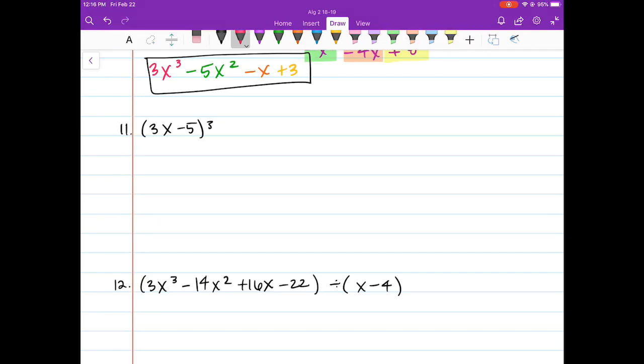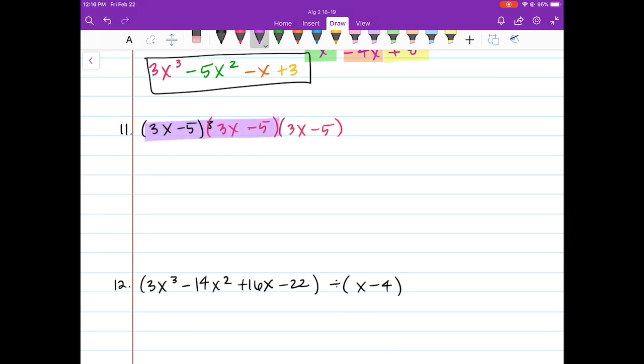Okay, and then in problem number 11, we are doing repeated multiplication of a binomial. So remember, the first thing I always like to do is say, you know what, you're really just multiplying it by itself 3 times. So that's what we'll do. We have to first start by FOILing our first two, and then we'll come back to that third one.